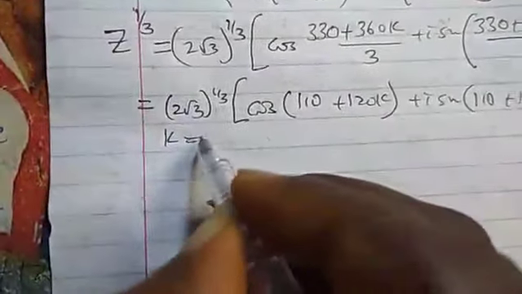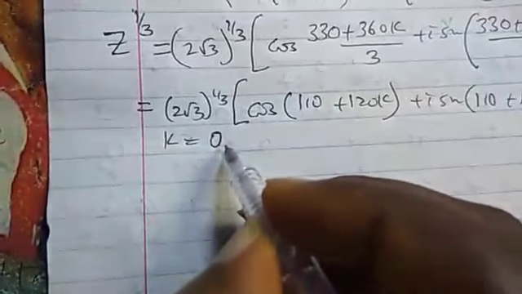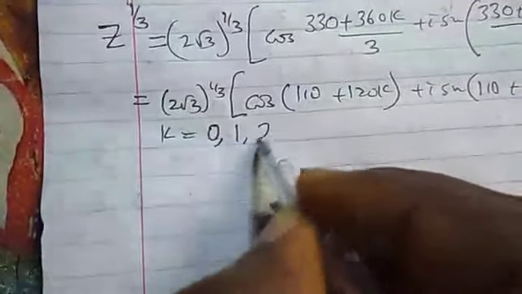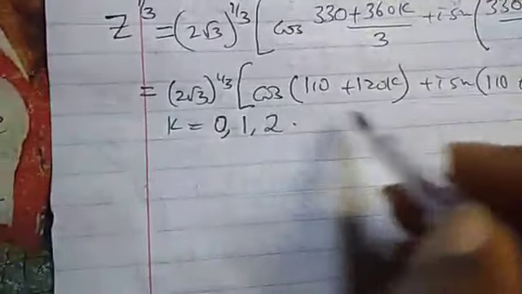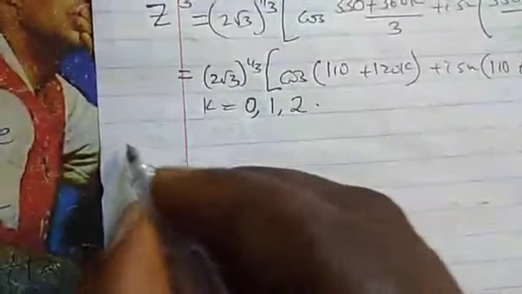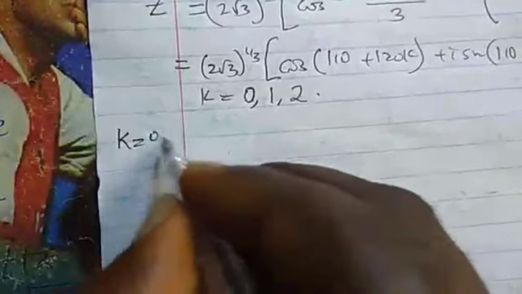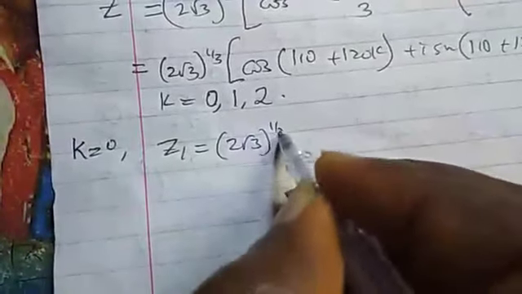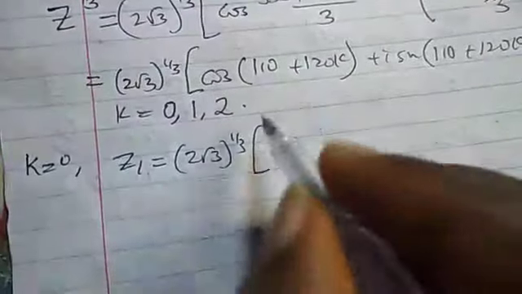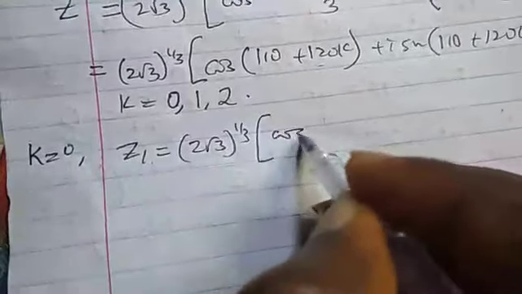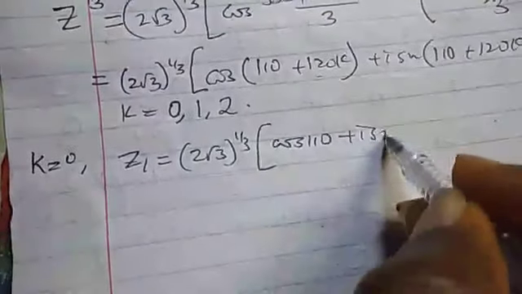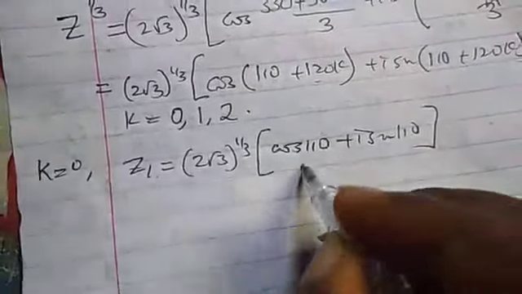So what's our k? k has to be up to 3 because n is 3. So k will be 0, 1, we stop at 2. If n is 5, then k will stop at 4. Now, for k is 0, our z1 will just be 2 root 3 raised to power 1 over 3 into, when k is 0, what we are going to have is cos 110 plus i sin 110. We get cos 110 and sin 110 from our calculator.